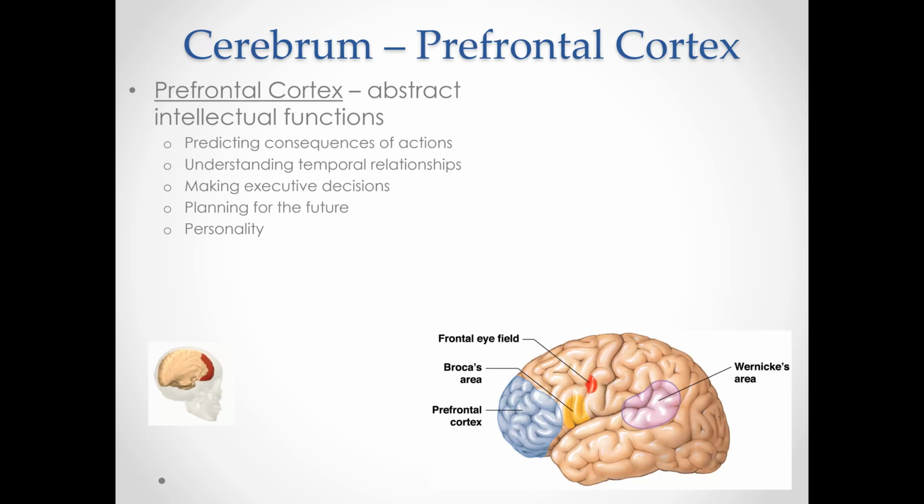This is where you predict the consequences of your actions, where you understand temporal relationships like yesterday, today, and tomorrow. You make executive decisions with all of the information you have. You plan for the future. A lot of people think this is also where the seat of the personality is. So this is like the highest of the high order functions that your brain does.